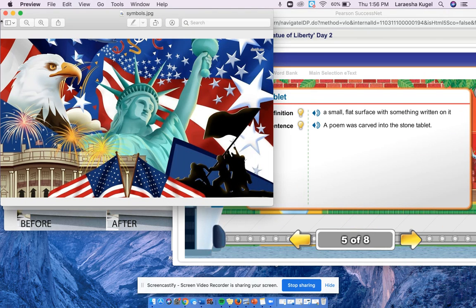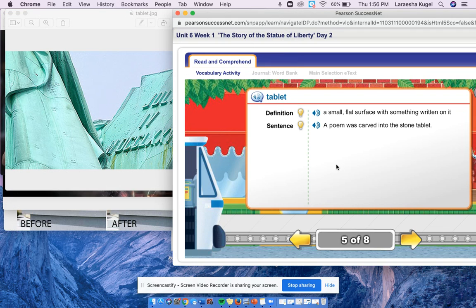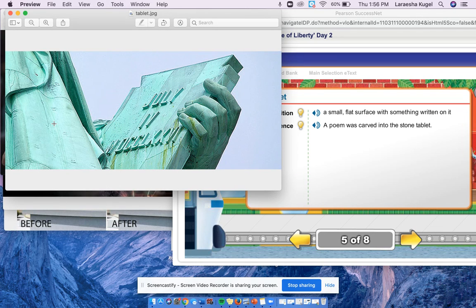The next word is tablet. Now, much like the tablet that you guys use to do work, like an iPad or our Amazon Fires, it's a small flat surface with something written on it. So the original tablet, as we see here on the Statue of Liberty, would be a small flat surface that they wrote on, usually out of stone. And because our tablets are small flat surfaces with information on them, that's where they got their name. A sentence would sound like, a poem was carved into a stone tablet.